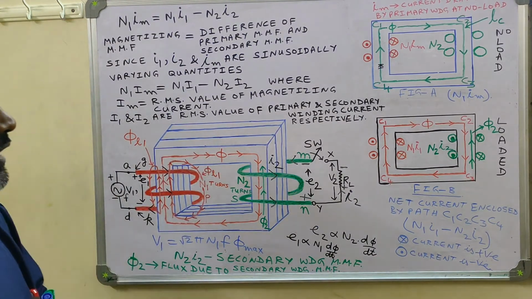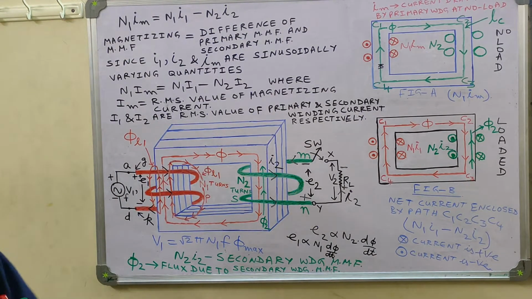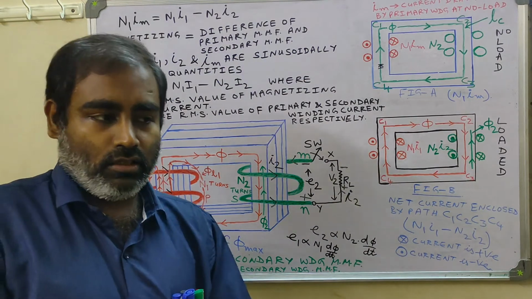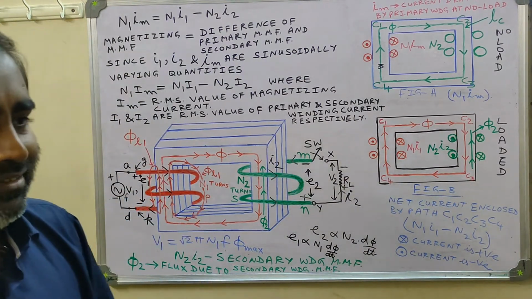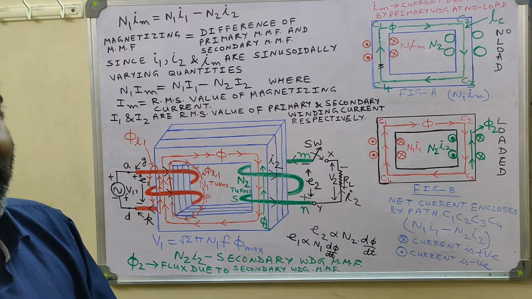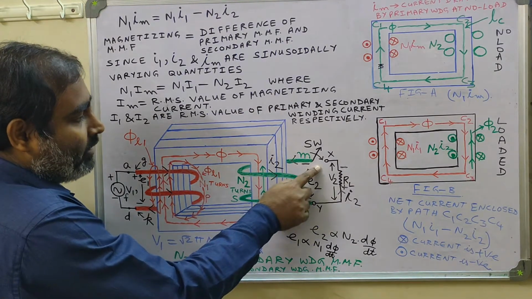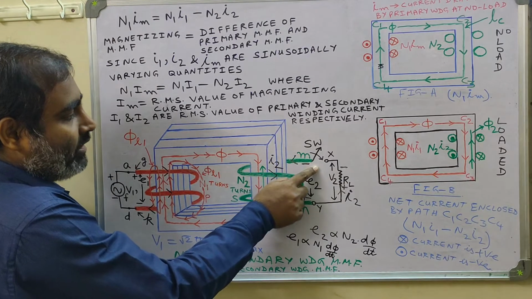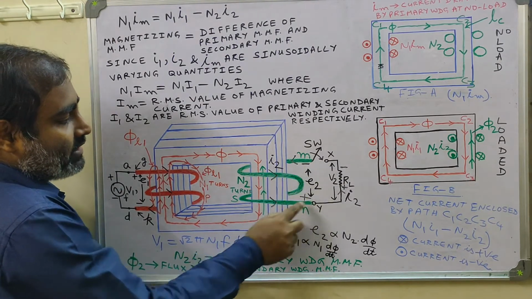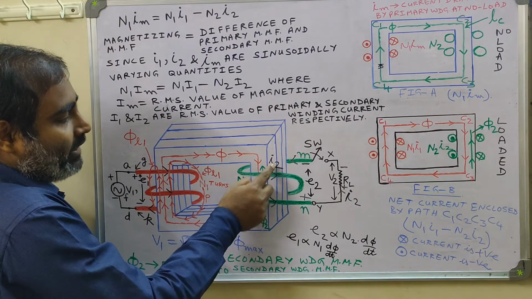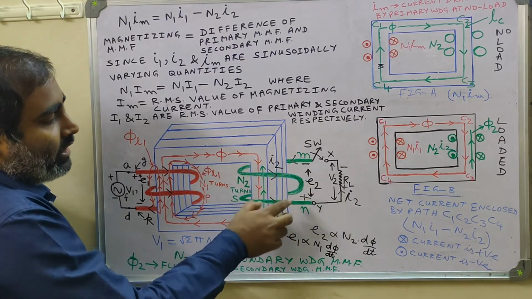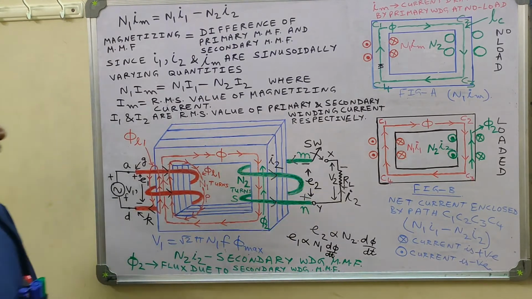Now before we proceed with the phasor diagram of an ideal transformer, we will be focusing only on developing the phasor diagram of an ideal transformer at no load condition. That means we will assume the switch SW is open. If the switch SW is open, then current cannot circulate in the secondary winding, so I2 will be absent. There is no current in the secondary winding. We say this is the no load condition.